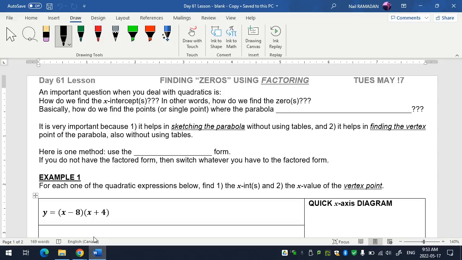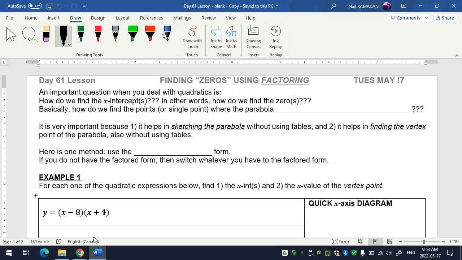Today's lesson is going to be using the factored form to find the zeros of a quadratic. It's a very easy lesson, and it should hopefully sink in very well because it's based a lot on the stuff we did before.